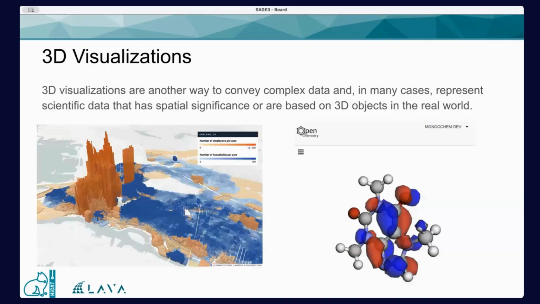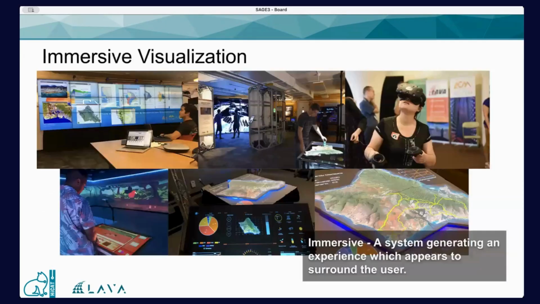There's 3D visualizations. Again, 3D for the basic charts was not necessarily a good thing, but there are a lot of actual uses for 3D visualizations that are good.